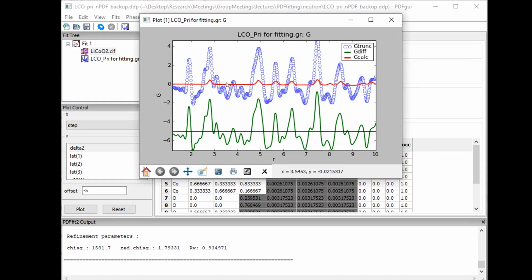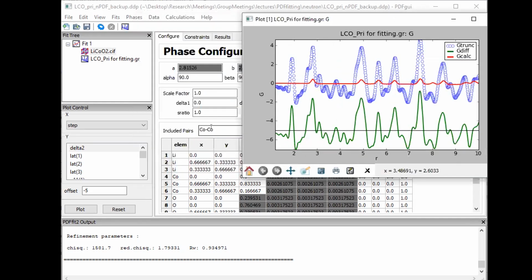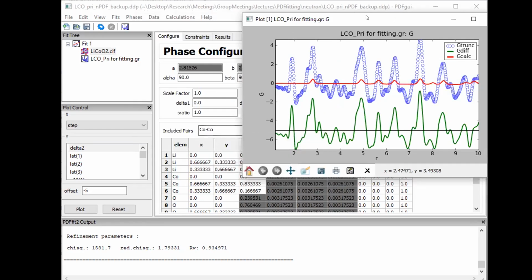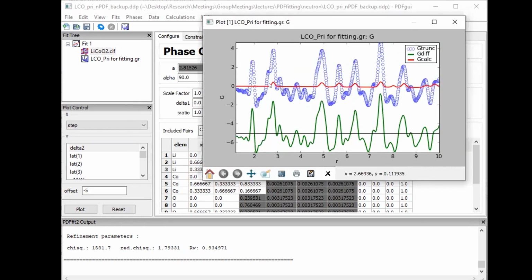Okay, so this is what I want to show you, that you can take advantage of this function to include specific pairs, such that you can see their contribution in the overall PDF histogram. Okay, so I think that's the end of today's lecture.